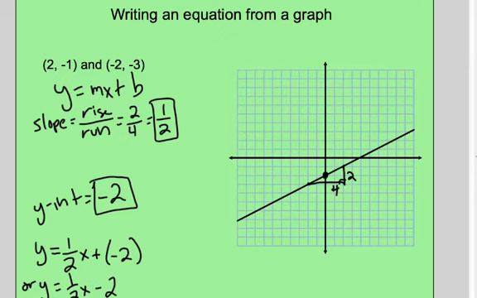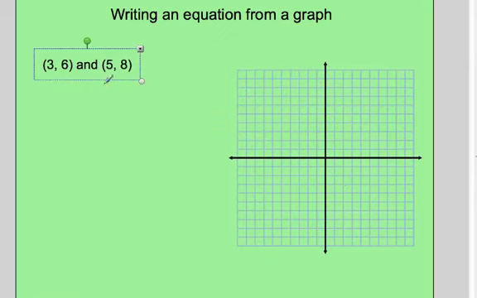All right, let's look at the next example. Here's our 2 points. Go ahead and plot those points and try to find your slope. Plot these 2 points and try to find the slope. Pause the video and then come back. Okay, so if we go over 3, up 6, let's see how you did.